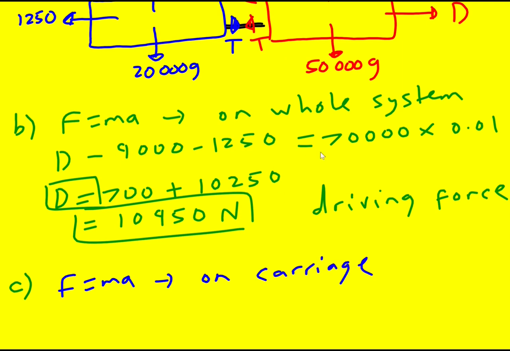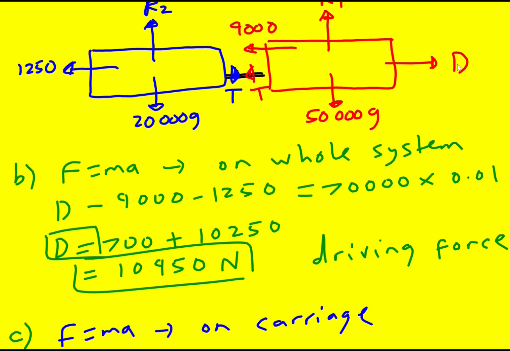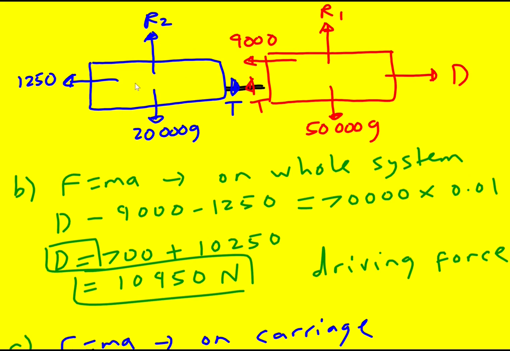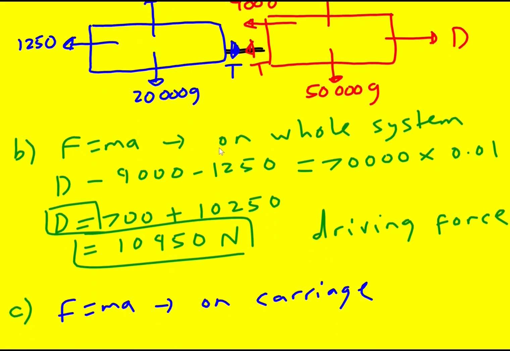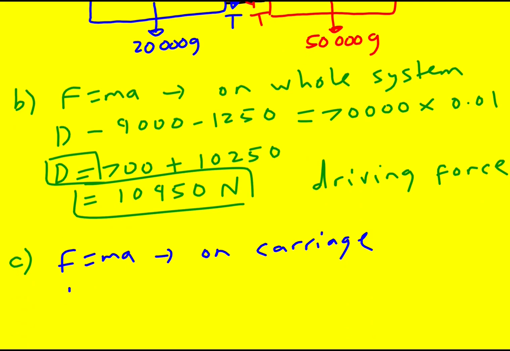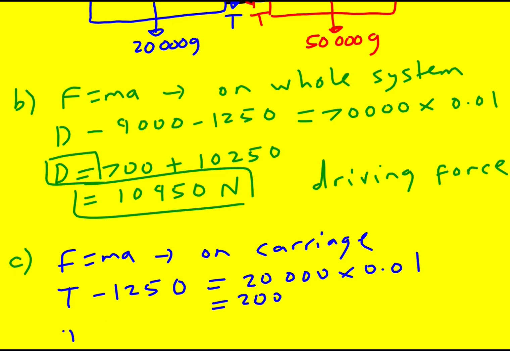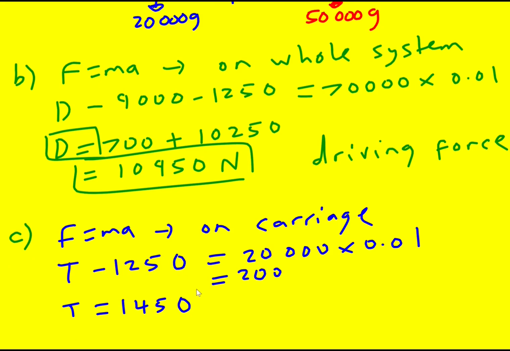Well, not the whole system, but we could do it on the red or the blue. But the blue is a little bit simpler. I don't have to worry about the driving force. And it's also going to be independent. If I did make a mistake on this part, I can still calculate this part and get it correct. So T minus 1250 is going to equal 20,000 times that acceleration. That's just going to be 200. Therefore, T is 1450.